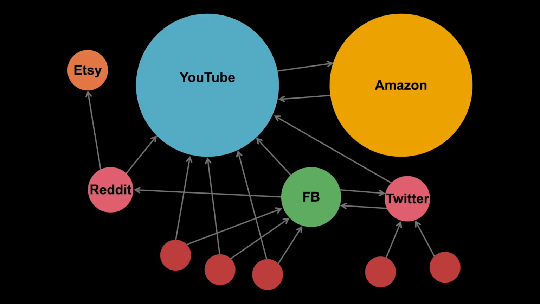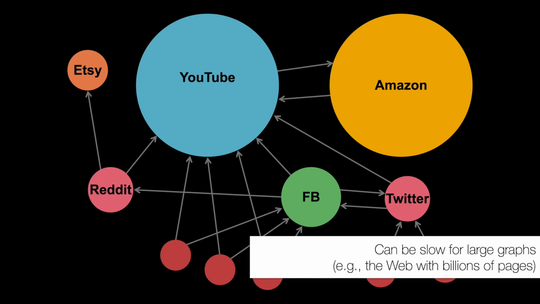So you could very easily imagine that this blue node is YouTube, this yellow node is Amazon. Lots of people visit YouTube, many people visit Amazon. These sort of in-between nodes are social media sites, and these bottom nodes are sort of less important random sites that no one really links to.